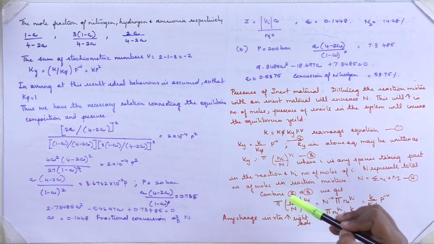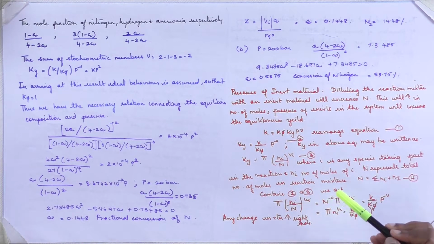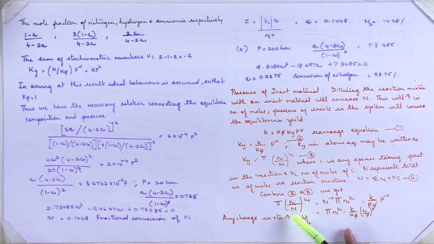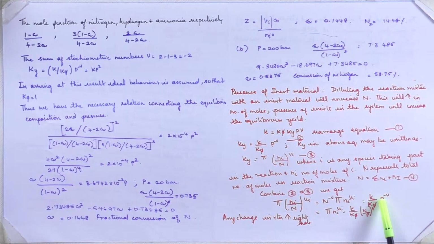We have already derived this expression in the stoichiometry and the extent of the reaction, and we are combining equations 2 and 3. While combining equations 2 and 3, we get phi into Ni by n power Vi, which is equal to K divided by K phi into P power minus V. So any change in the reaction increases the right hand side. We get phi into Ni power Vi, which is equal to K divided by K phi into P by n.